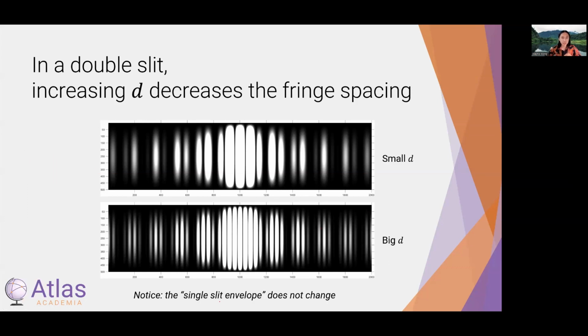Notice the single slit envelope has not changed because we have not changed the slit width. What is the single slit envelope again? Well, it's each of these fringes that come in little groups, right? Each of those groups was one of our original single slit fringes, and we see that that group is the same size as that group, and the same size as that. The single slit envelope has not changed from before.